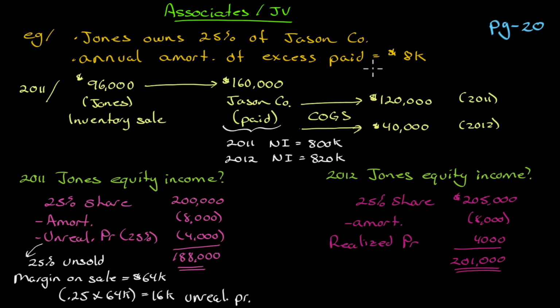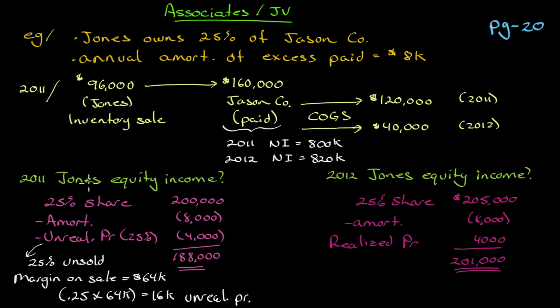And you say, but you know what? This little bit is not complicated. I know that I have to reduce it by $8,000, so let me do that right away. There's $8,000. Done. Now let me deal with this unrealized profit. They paid $160,000 for something. They got $120,000 that they sold, so 25% of it was unsold.